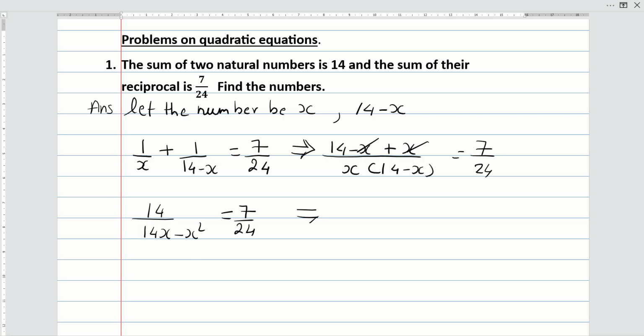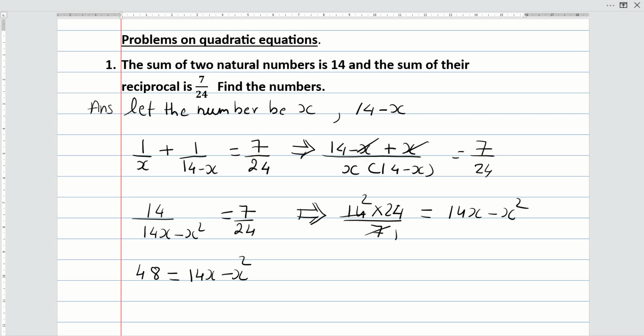Let us make the calculation easier. So it will be 14 into 24 upon 7 is equal to 14x minus x square. 7 ones are 7, 7 twos are 14. So we are left with 48 is equal to 14x minus x square.